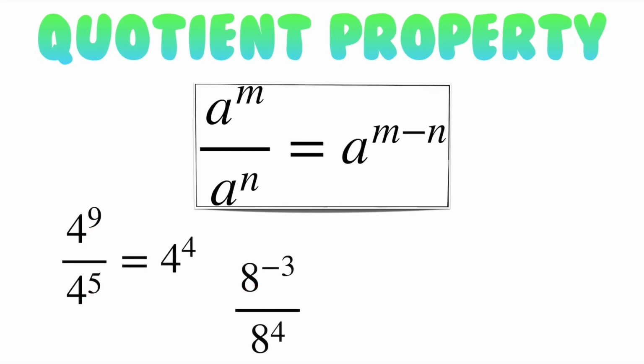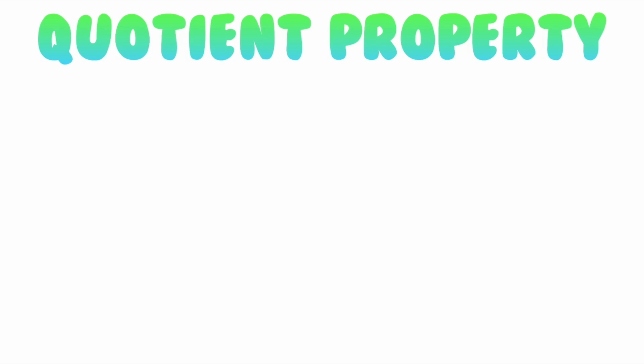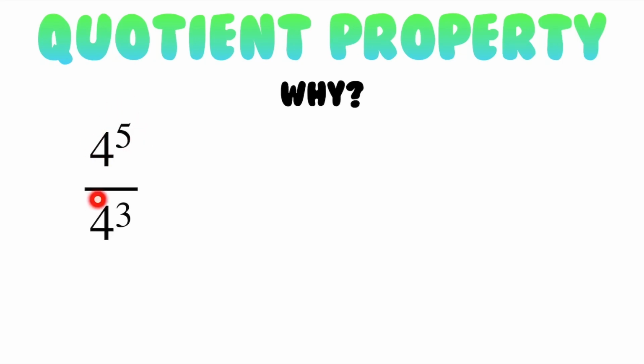If you have 8 to the power of negative 3 over 8 to the power of 4, negative 3 minus 4 is negative 7, so you get 8 to the power of negative 7. If you have 6 to the power of 9 over 6 to the power of negative 2, 2 negatives make a positive, so you get 6 to the power of 11. And why does this property work? Well, think about 4 to the power of 5 over 4 cubed.